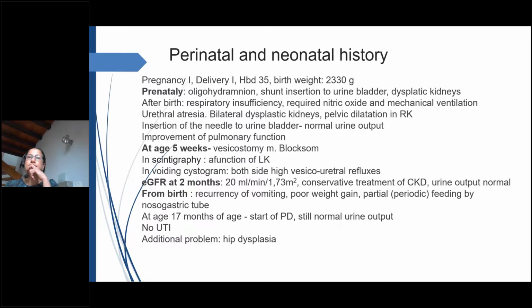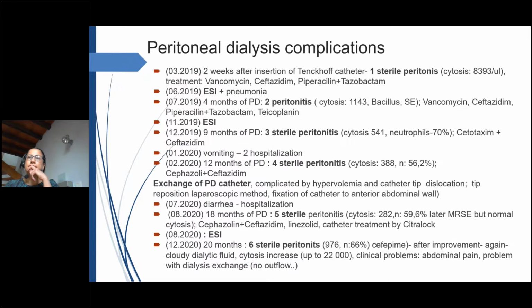And an additional problem he has is hip dysplasia. And then our problems started. So please, maybe it's not important to look at all these details, but look that he had during 1 year and a half, 6 episodes of peritonitis.